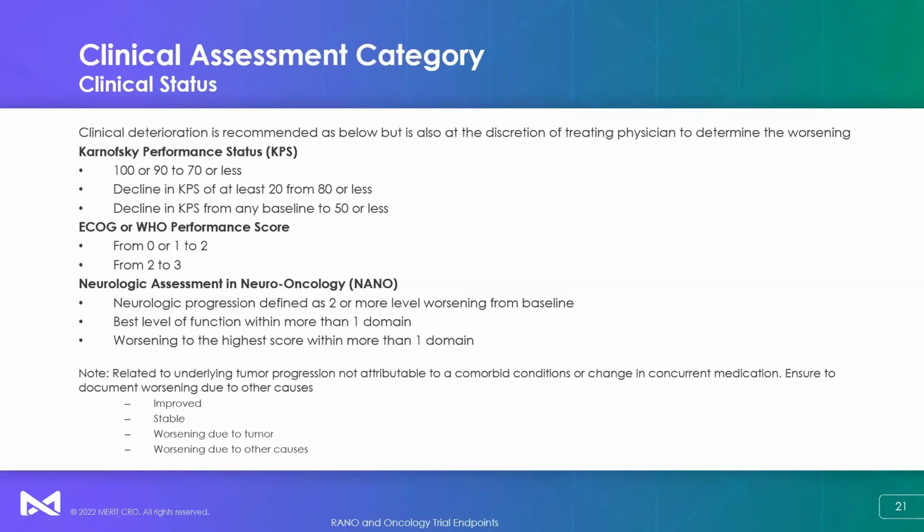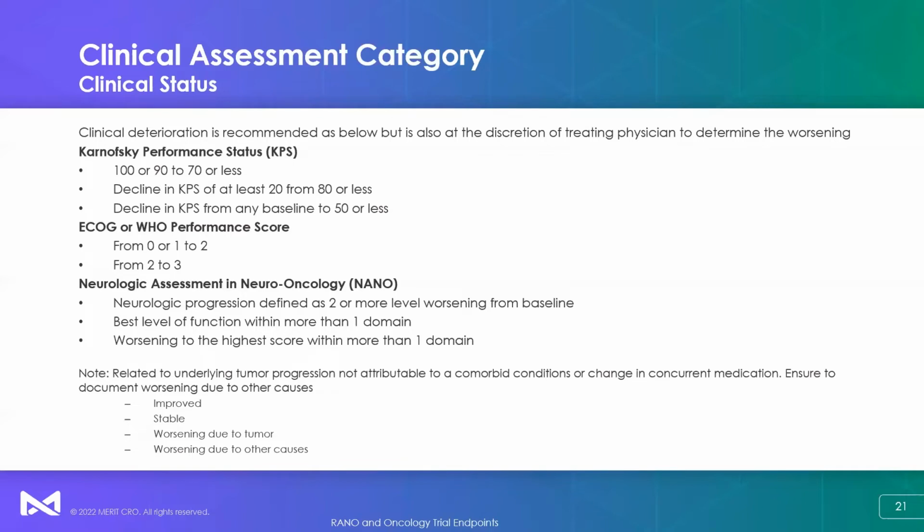Also, in a rather new publication from 2019, there is the Neurologic Assessment in Neuro-Oncology, the NANO, which is meant to be used together with the RANO and comes from the RANO group. They also have their specific criteria for how to assess the clinical status or the subject's performance and the indication for progressive disease.